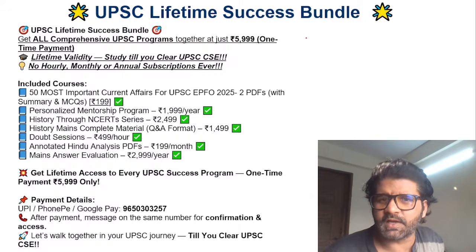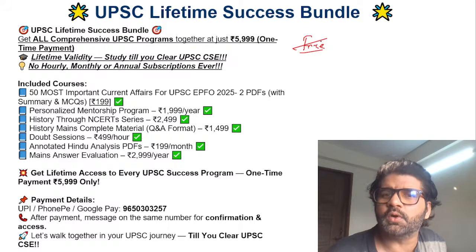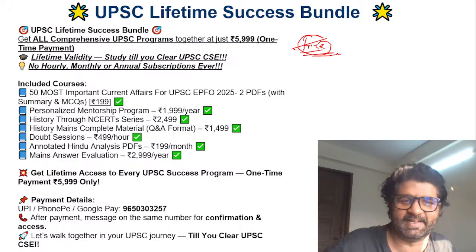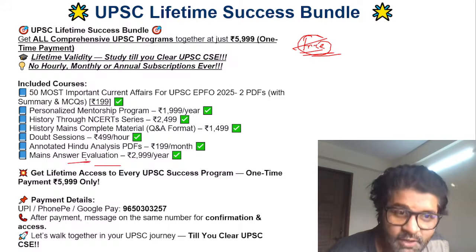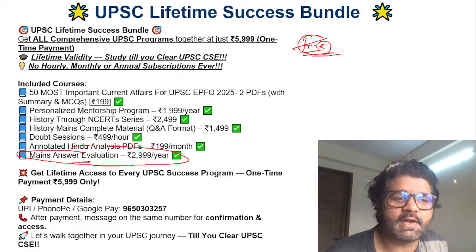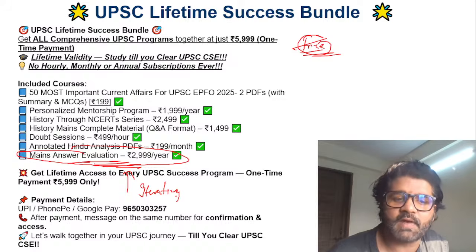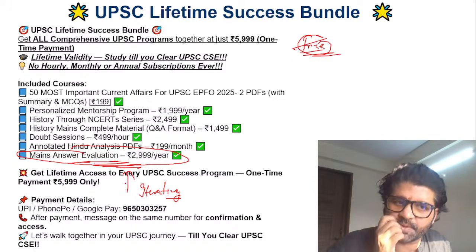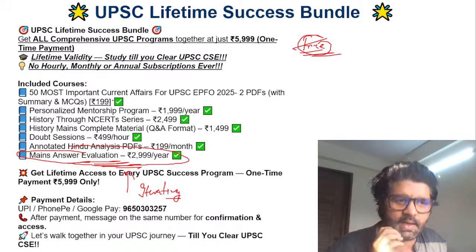Don't just run after free. Today we have talked about Rawls and Pareto. Sometimes you have to give some money. So again, write your answers. Doesn't matter 26, 27, 28. You have to write your answer, guys. I will keep on iterating it. Not me. Anybody can evaluate who knows something about UPSC. But yes, write your answers. And you have all these things.